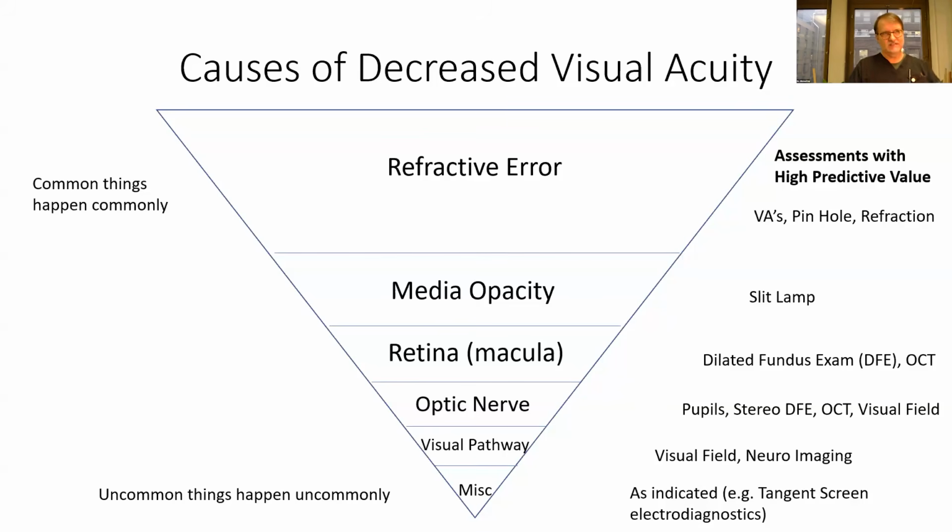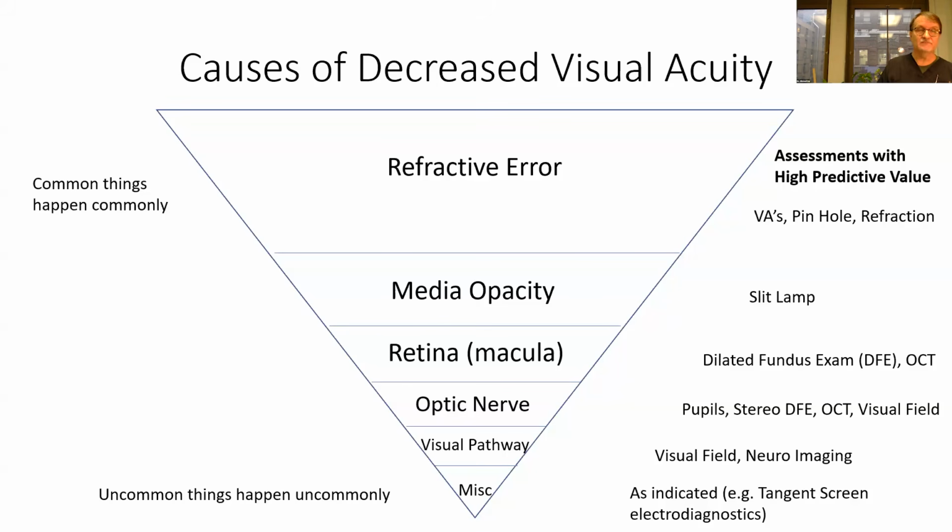So for instance, decreased visual acuity most commonly is a consequence of refractive error. And we address that early on in an exam, also by history, by the way. Even a good history will sort this out. But we do visual acuities. We do a pinhole, and we'll do a refraction to rule this portion out.